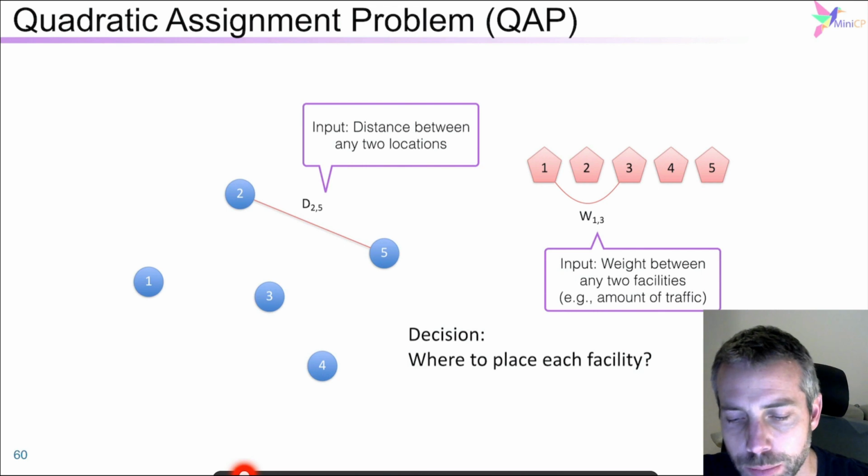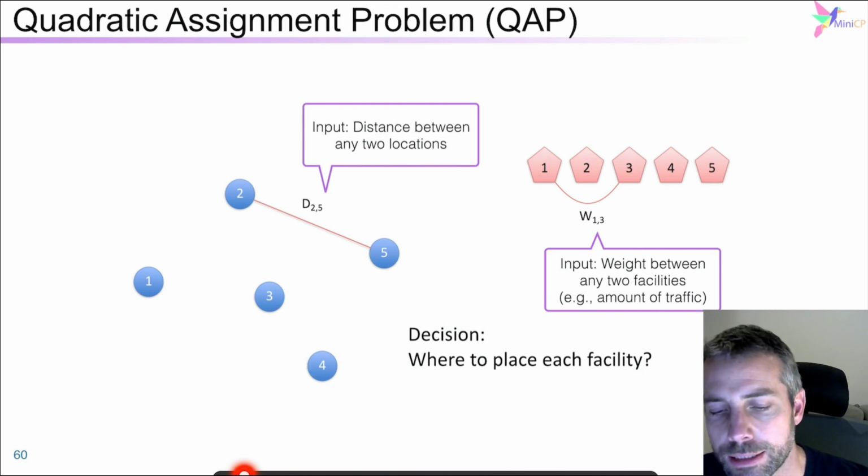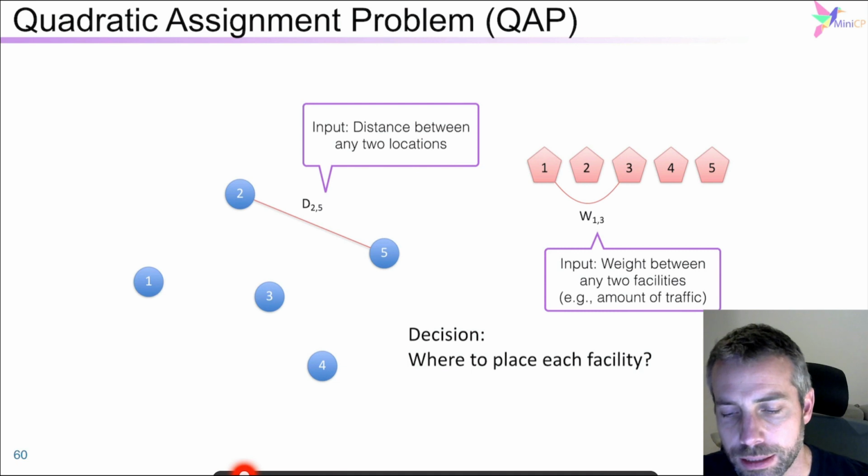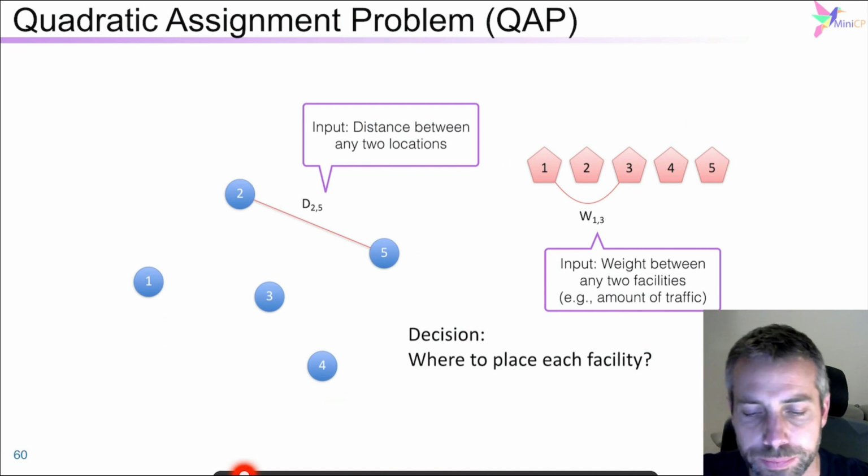The quadratic assignment problem is a problem where you have some warehouses or facilities and you need to place each of them on a specific location. Okay? So for instance, this one will be placed on that one, and that one on that one, this one on this one. Okay, so each of the locations should receive one of the warehouses.